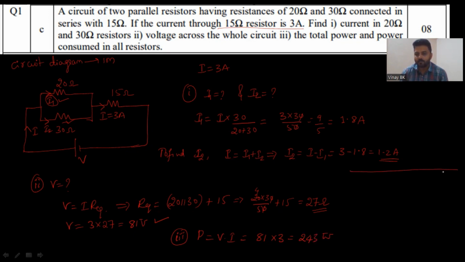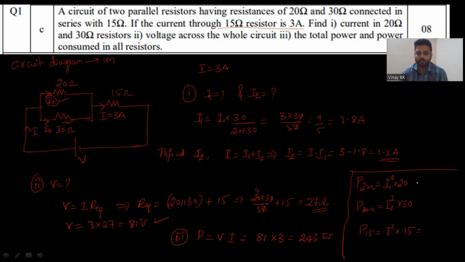Similarly, for the power consumed in all the resistors, we have three resistors. The power consumed in the 20 ohm resistor, P20, is I1 into V, but I don't know the voltage across 20 ohm. I know the current flowing through the 20 ohm resistor, so I can use one more formula, I1 square into 20 ohm. Similarly, the power consumed in 30 ohm is I2 square into 30. Similarly, the power consumed in 15 ohm is I square into 15.